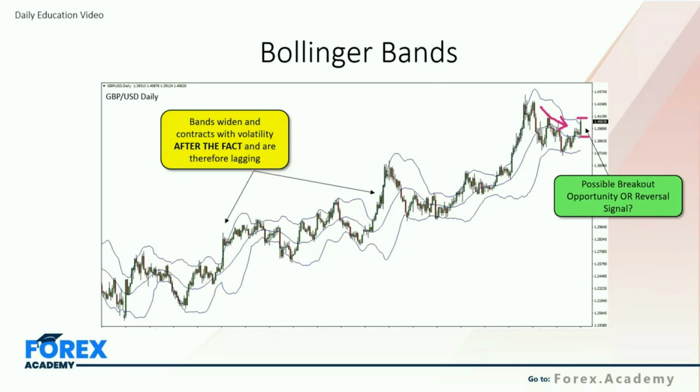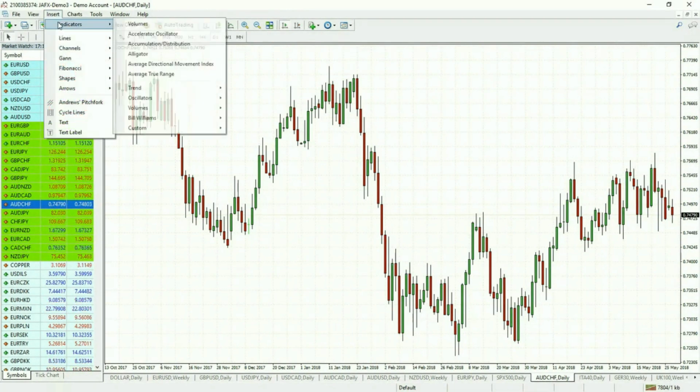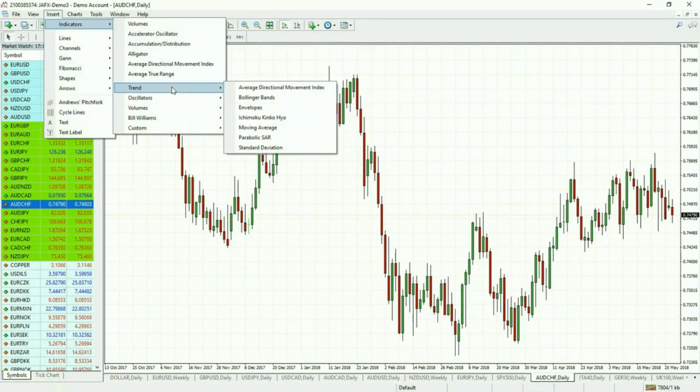So there are several ways to actually trade this indicator and use it to supplement, of course, other indicators. Let's look practically on our price chart to see how we may look to install this indicator. Here we have in front of us our JFX trading platform, and we have the Australian dollar against the Swiss franc. We'll go to insert and then indicators. Of course, we'll look at the trend indicators and select Bollinger Bands.